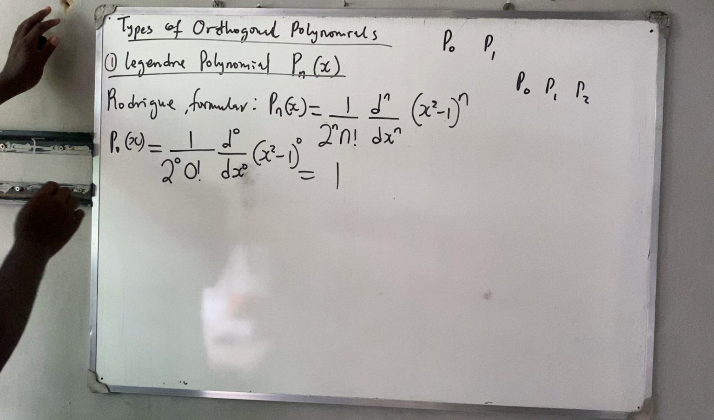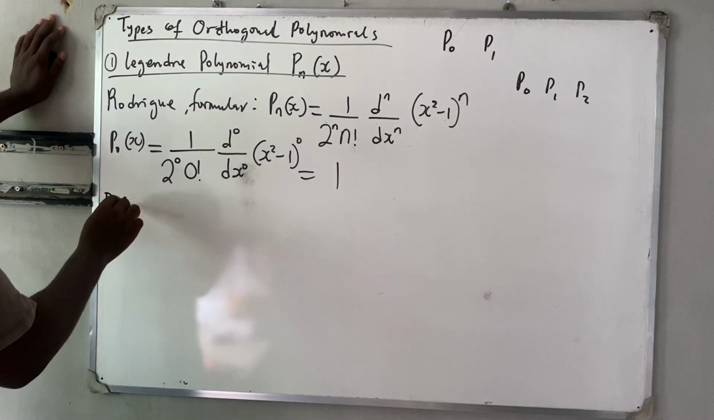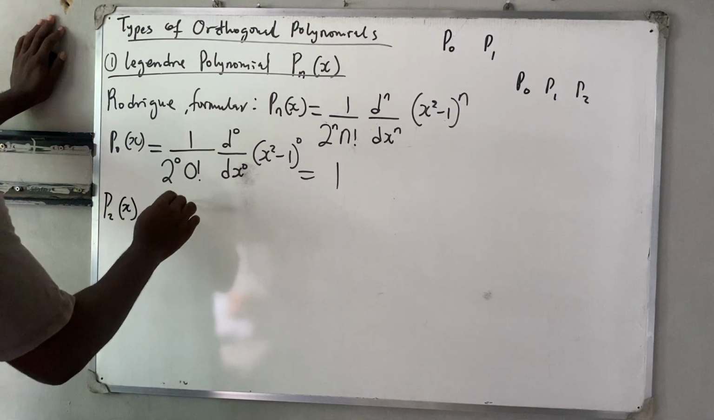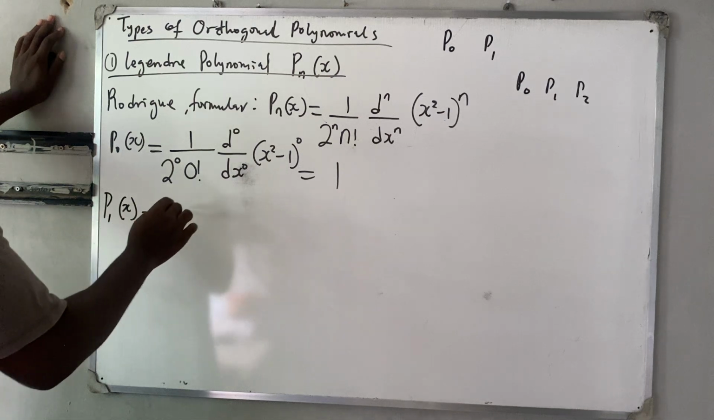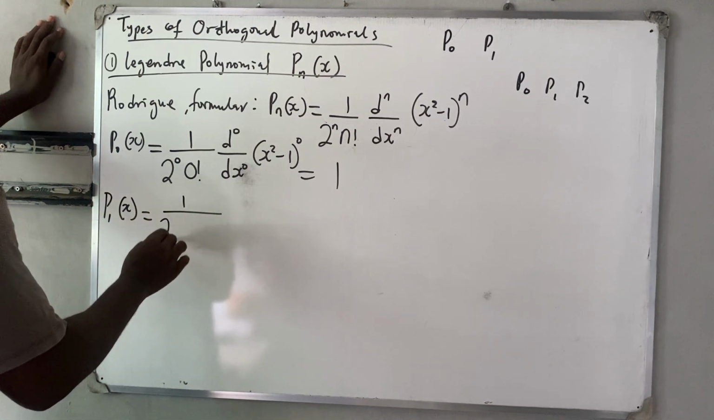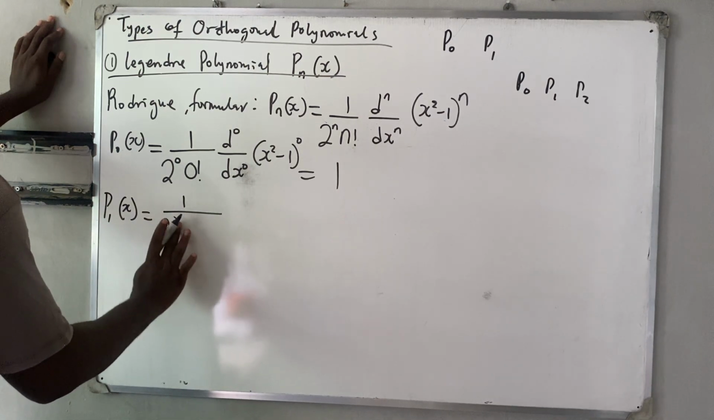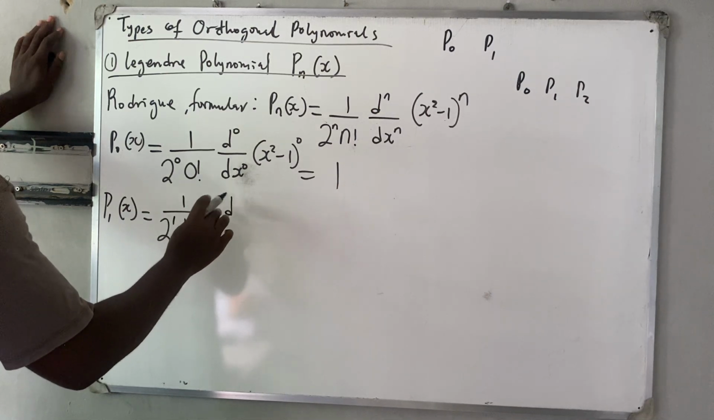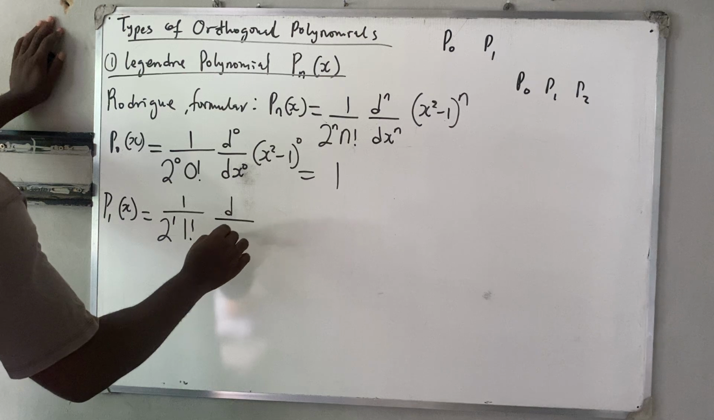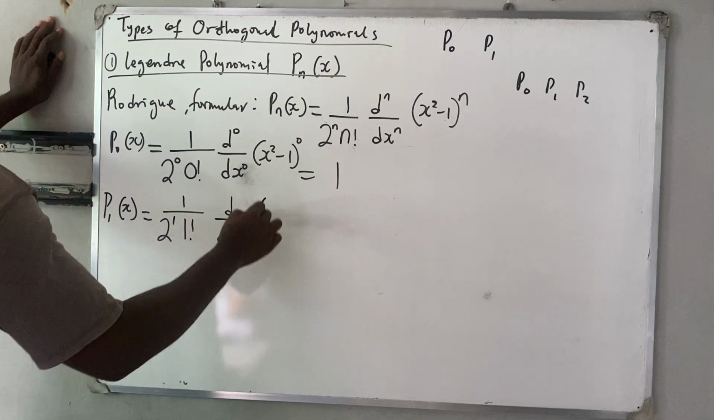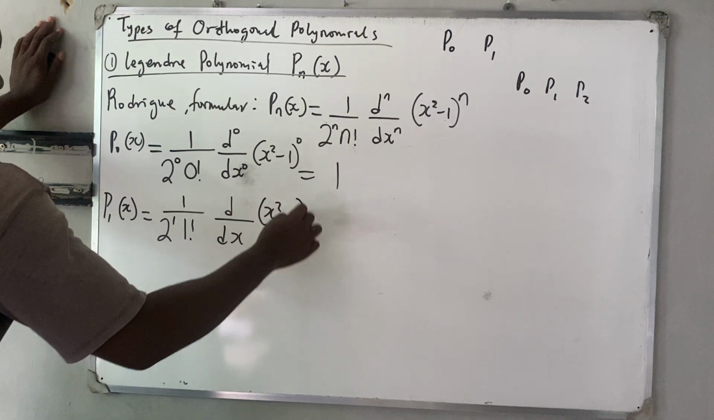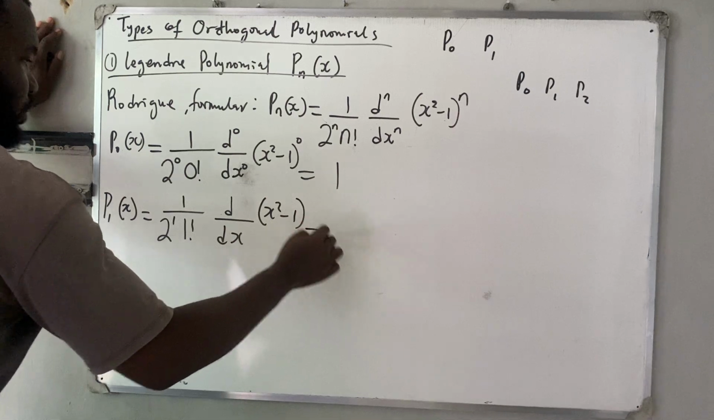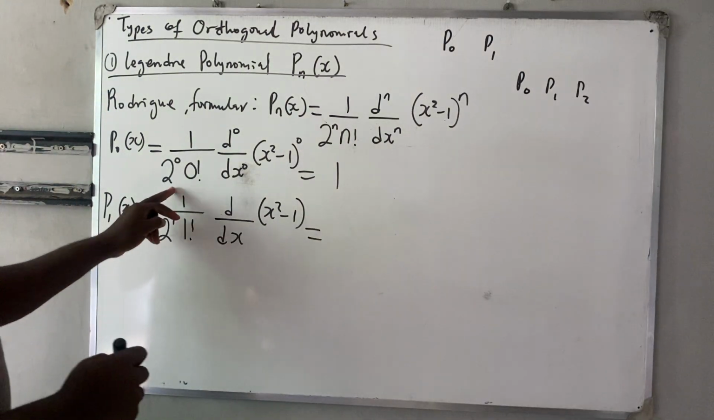So let us find the next one, P1(x). P1(x) will give us 1 over 2 raised to power 1, 1 factorial, d/dx of (x squared minus 1) raised to power 1. So let's see what the answer will give us. The answer will give us 1 over 2.